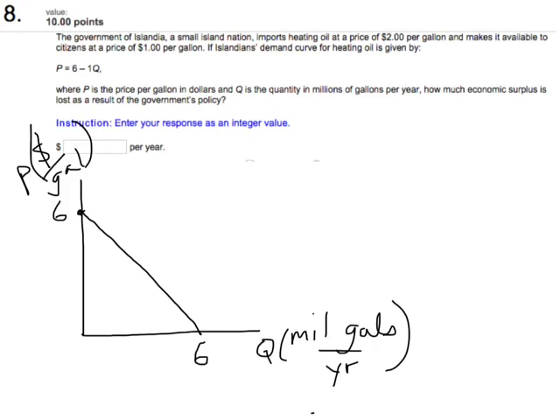And then the government is buying fuel oil abroad at $2 a gallon. This is just the world price of fuel oil. But then the government is subsidizing the purchase of fuel oil to the tune of $1 so that citizens can buy it for PW minus 1.